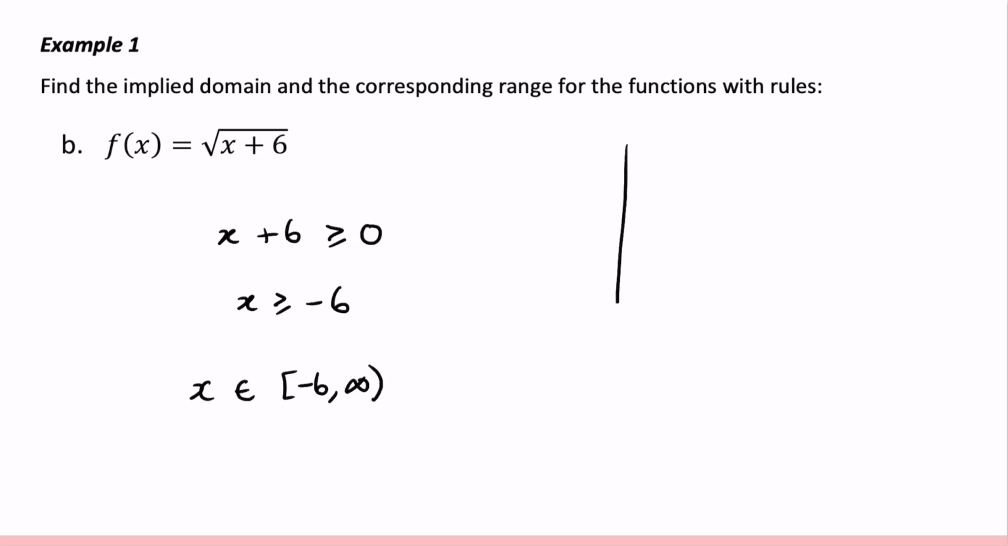Now, as always, to find the range, we can go ahead and sketch. This is the square root that's been shifted over to the left by 6. There are no reflections or anything that's happened. So our range we can see is from 0 to infinity.